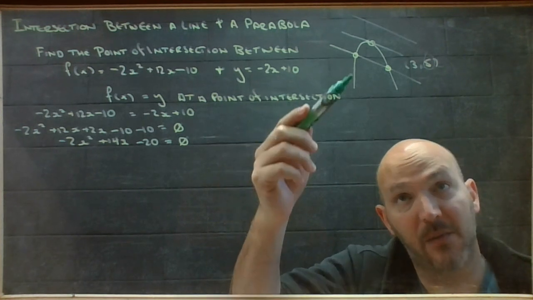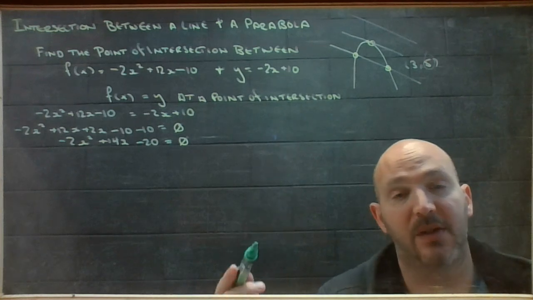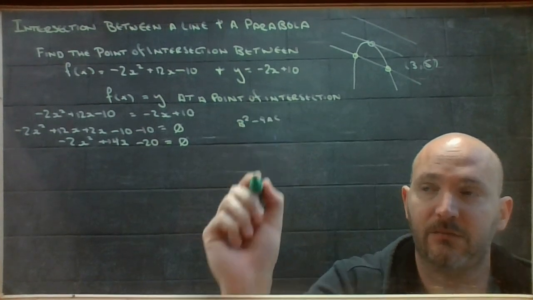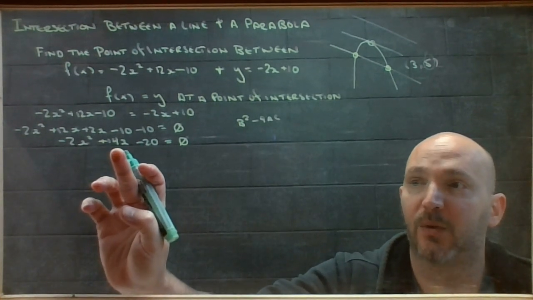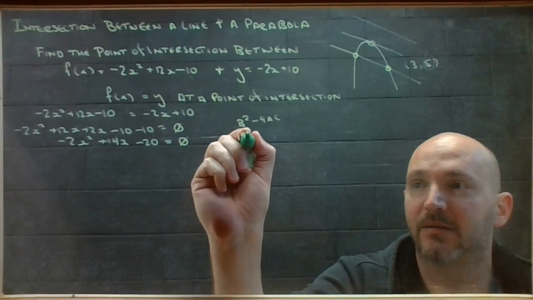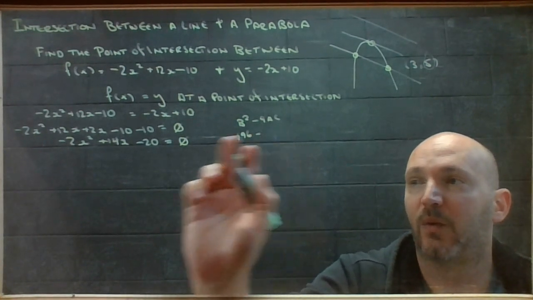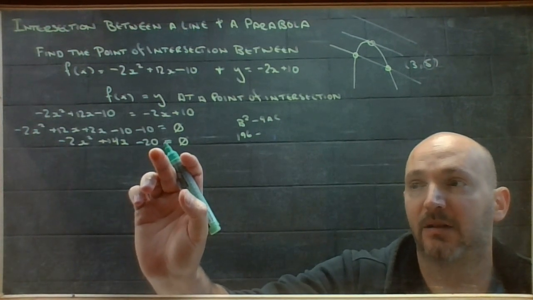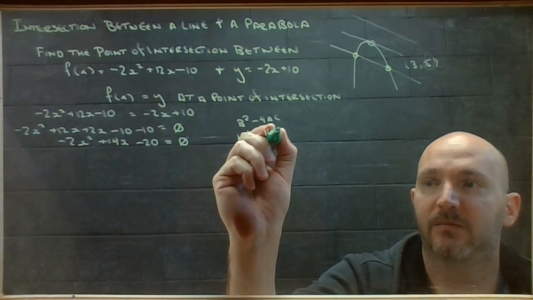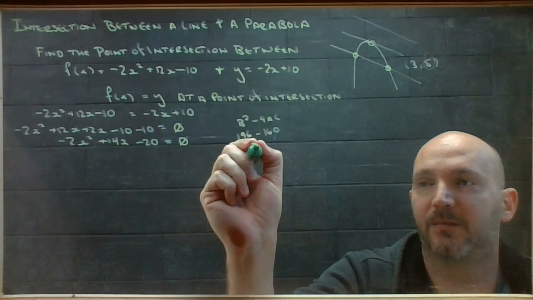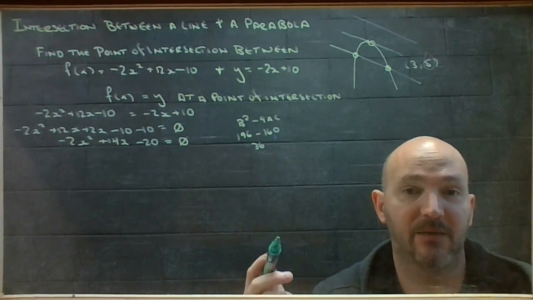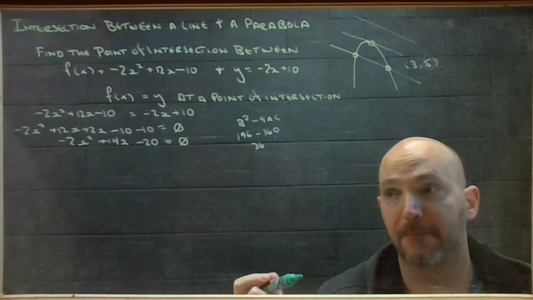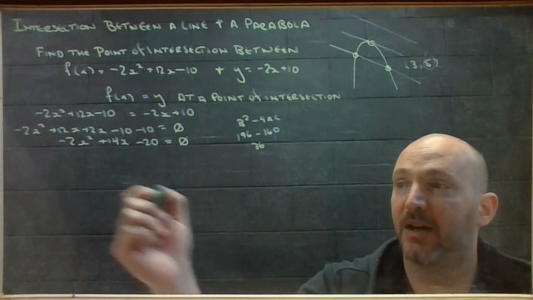So considering that there might be 2 or 1 or no points of intersection, I'm just going to check that with my discriminant. So b squared, 14 squared would be 196. 4 times negative 2 would be 8. 8 times negative 20 would be negative 160. That's going to be 36. That's a positive number, so I'm going to end up with two solutions for this particular point of intersection. So I might as well proceed with my quadratic formula.